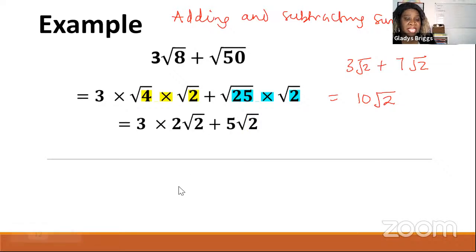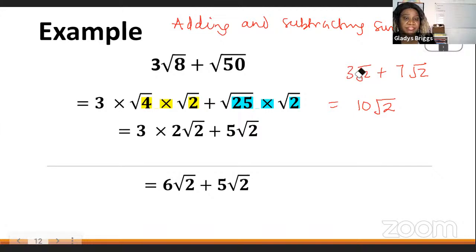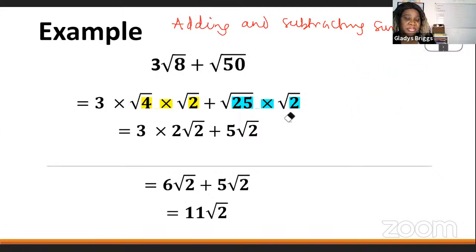Okay, so this one is slightly different. So you have 3 root 2, 3 root 8, add root 50. So what you want to do is try and simplify them and see whether you can take them to a place where they have the same surds, where you can take them to a place where they have similar surds.